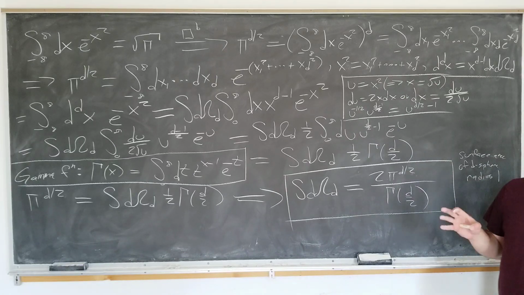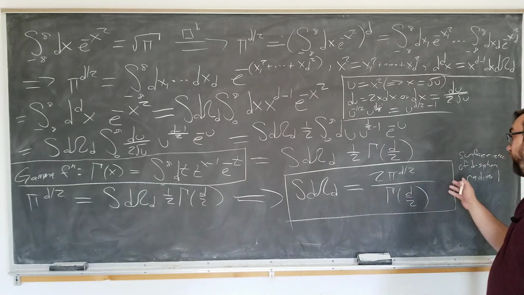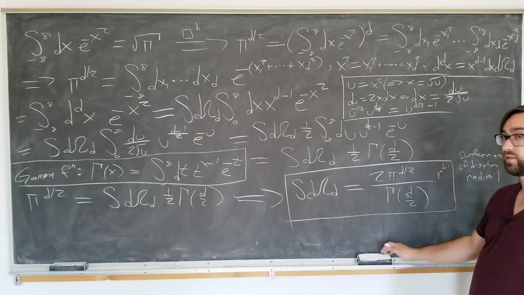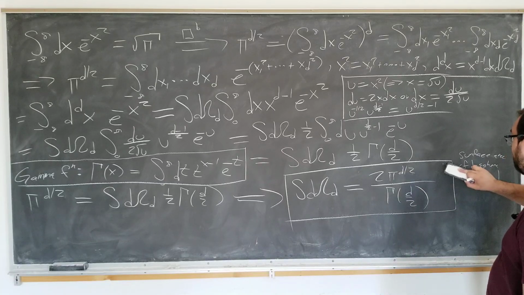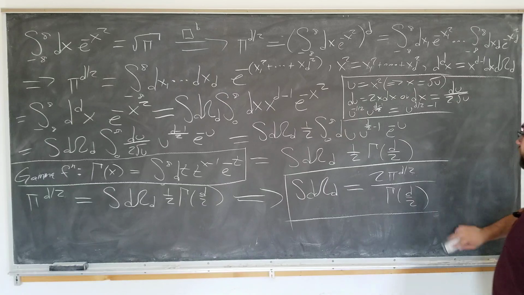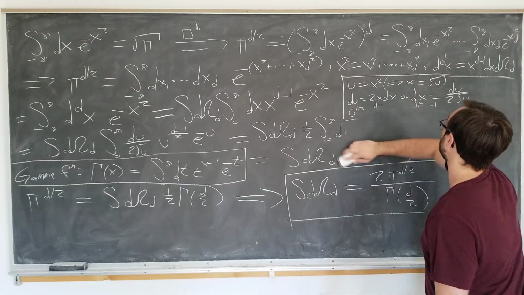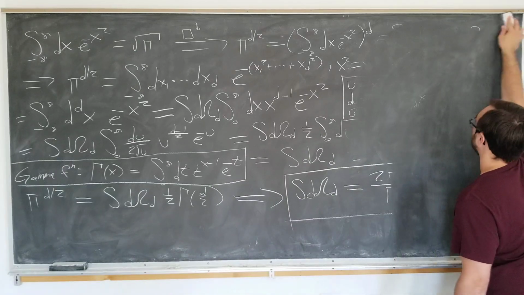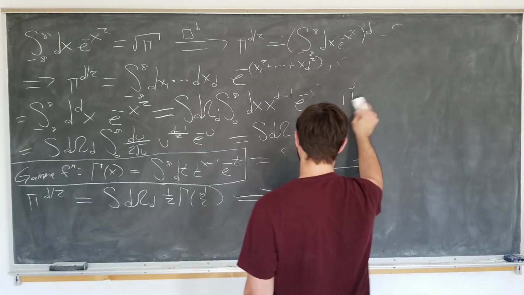And we're going to use the fact later that the surface area, if we put the radius back in, would just be r to the d minus 1. We're going to use that later. But yeah, we're done now. Now we want to make a table of values with this formula and see what we can do. Want to compute values that we know, see if it agrees.